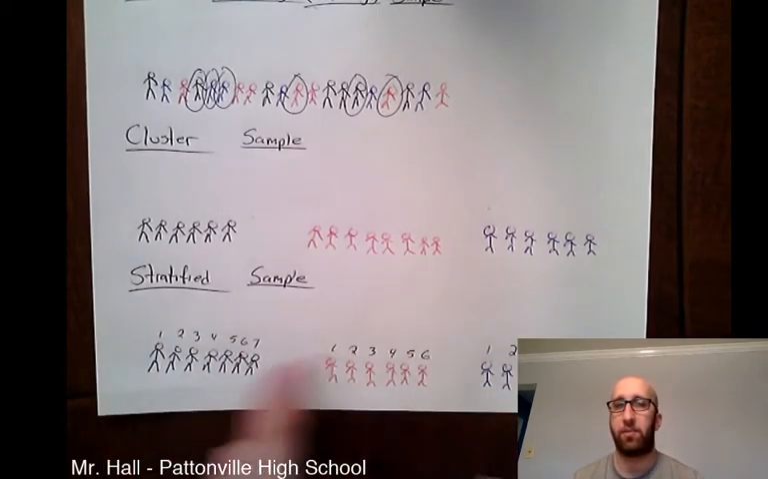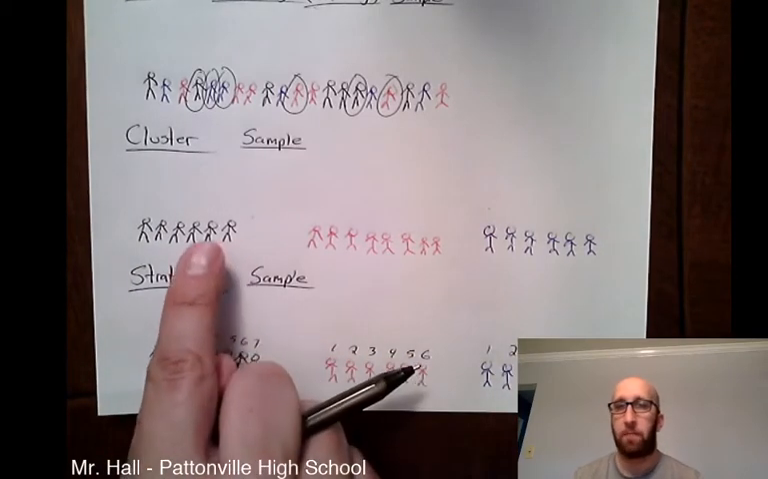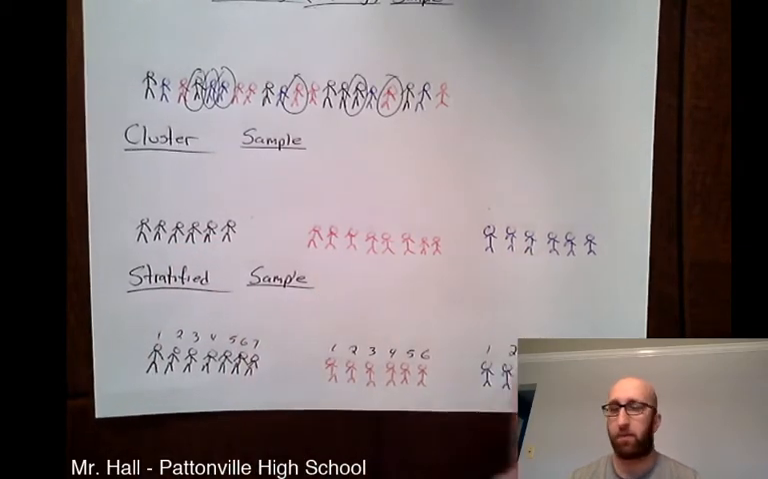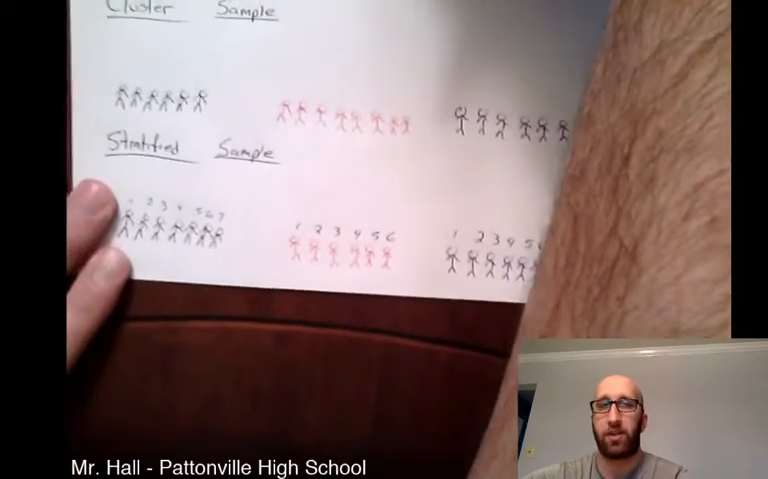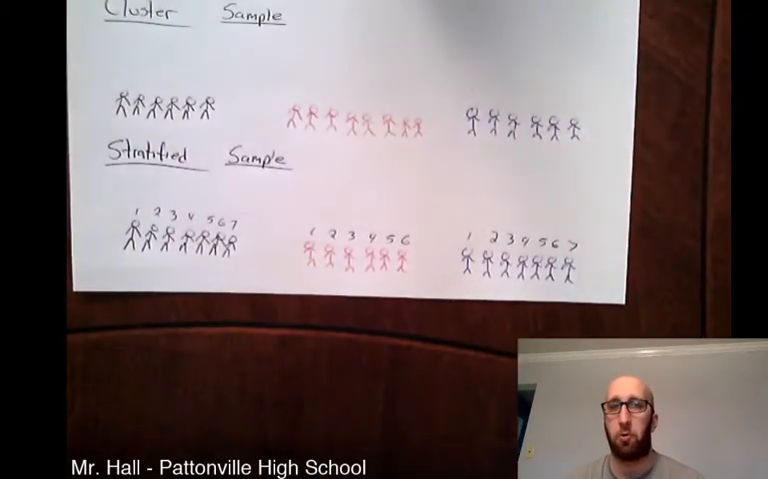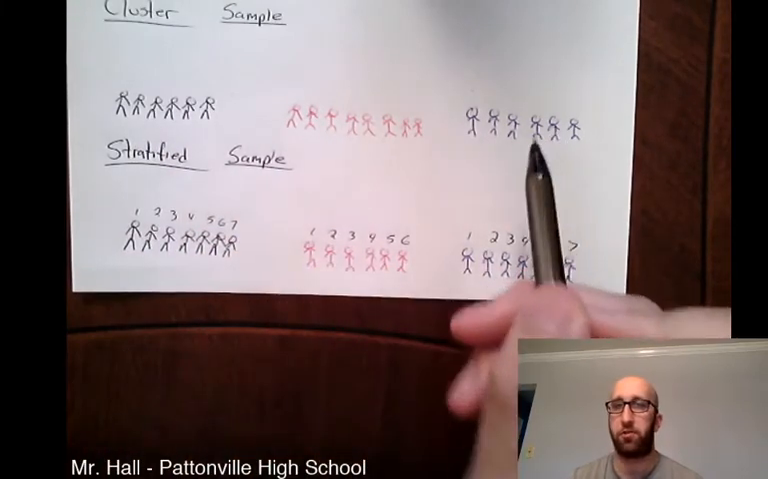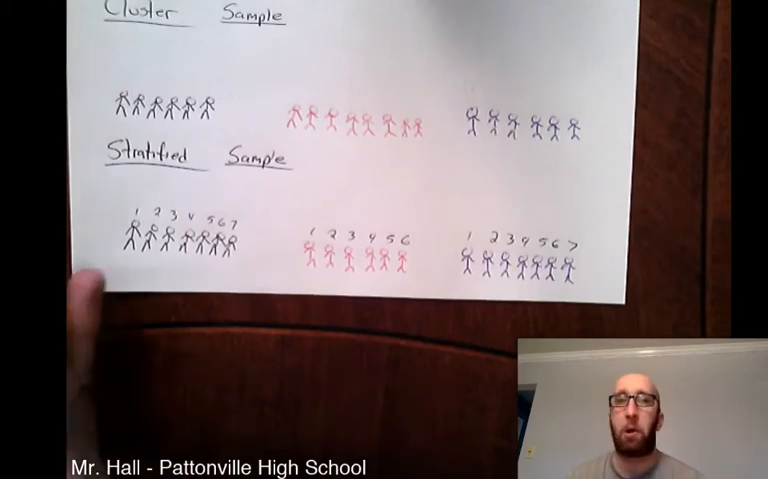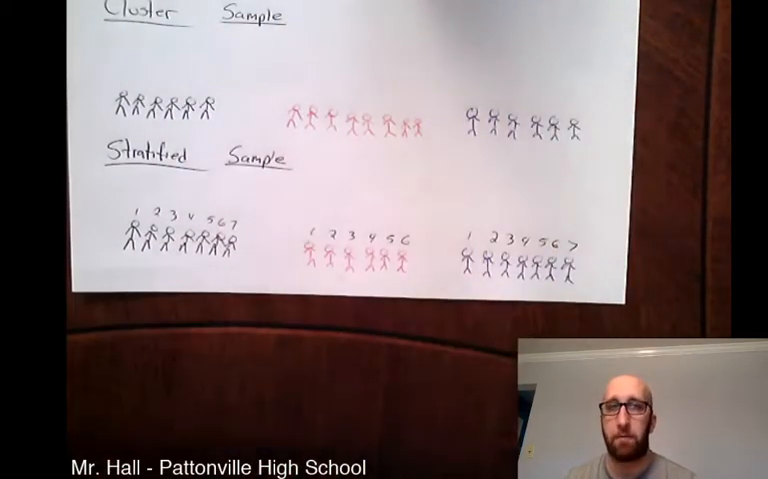What I did, and this is the similarity between these two, is I put the black stick figures together, the red stick figures together, and the blue stick figures together. That's just an easy way for me to show that they have a common characteristic. It could be a wide range of things. I could put freshmen, sophomores, juniors, and seniors together, whatever. So that's how they're both similar. They're both about breaking up into groups.